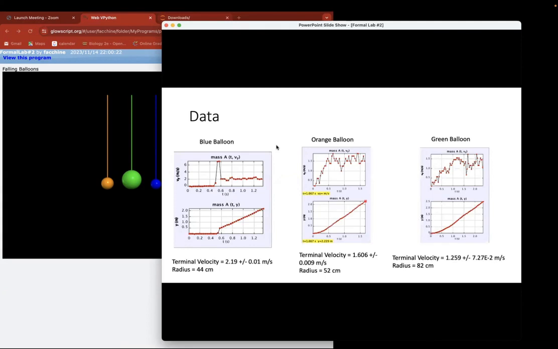So the blue balloon had a terminal velocity of 2.19 plus or minus 0.01 meters per second in Tracker. The orange balloon had a terminal velocity of 1.606 plus or minus 0.009 meters per second, and the green balloon had a terminal velocity of 1.259 plus or minus 7.27 times 10 to the negative 2 meters per second. As we move to the rightmost picture, we are increasing the radius and hence the terminal velocity is lower, showing this relationship between resistive force being greater for an object with a larger surface area.